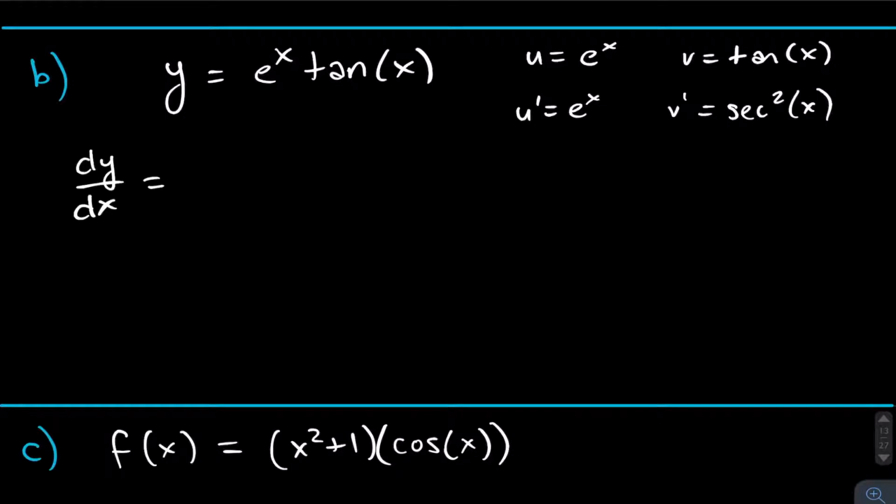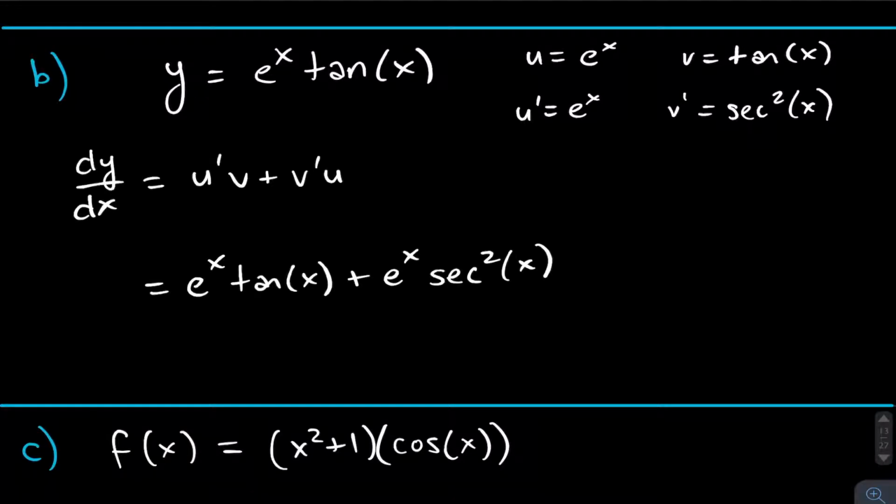Remember, the derivative is going to be u prime v plus v prime u. So it's going to equal u prime v plus v prime u, which here is u prime is e to the x, we have v, tangent x, plus v prime, that's secant squared x, and we have u, which is e to the x. So actually I'm going to write it like this, just for consistency.